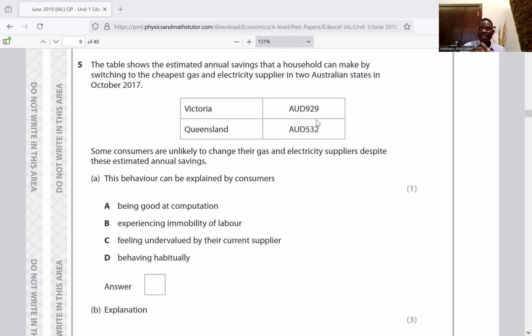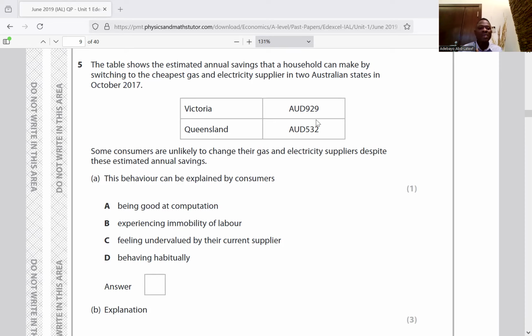The attitude here is an irrational attitude, because consumers are expected to maximize their consumption. That means for everything they purchase, they have to derive satisfaction from it. But in this case, they are not deriving satisfaction. If satisfaction comes from a more affordable price and better service, but they are not switching, then for them not to switch is irrational behavior. So let's see why it is irrational behavior here.